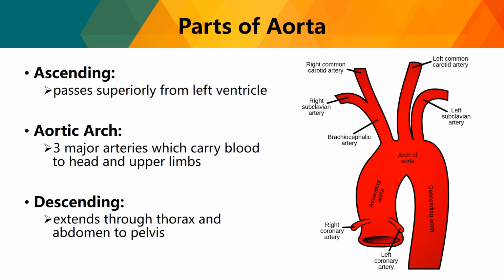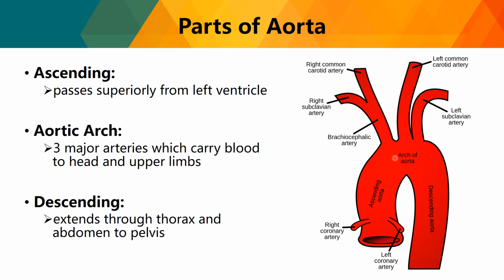So, let's go over the parts of the aorta. Of course, your aorta is the largest artery in the body. You have different parts in your aorta. First is your ascending aorta, which passes superiorly from the left ventricle. As you can see in the picture, the one on the left is your ascending aorta.